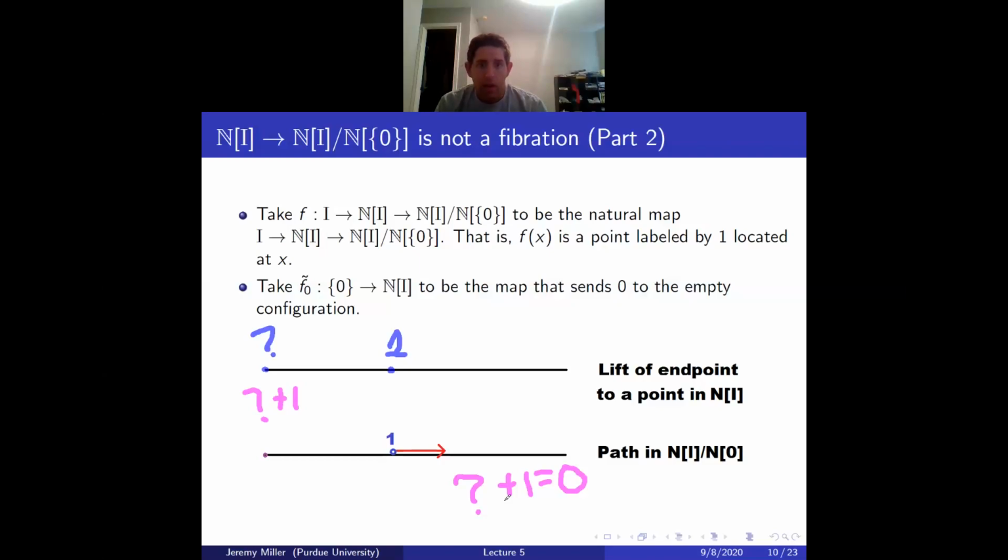Okay, thank you. Okay, so I think I have not communicated a non-zero amount of information to someone. Anyone else want clarification about why, when the labels are in a monoid instead of a group, the map's not going to be a fibration, like why this lift doesn't make sense?